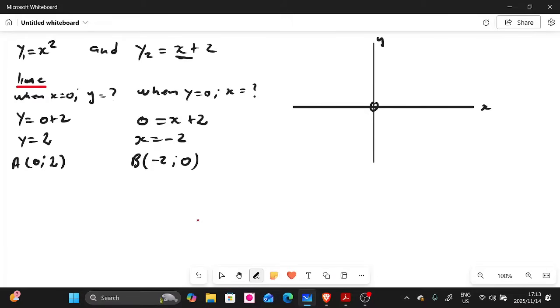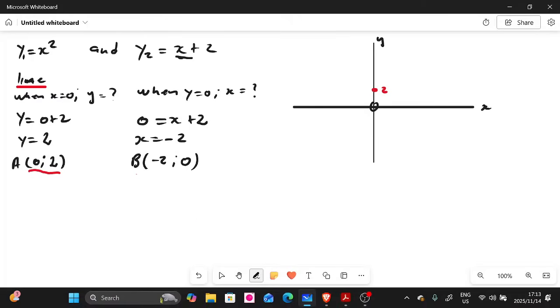Let's start with point A. Point A, it says when x is 0, y is 2. So x is 0 on the y axis. So we can say this point here, y is 2. There we go. Simple, straightforward.